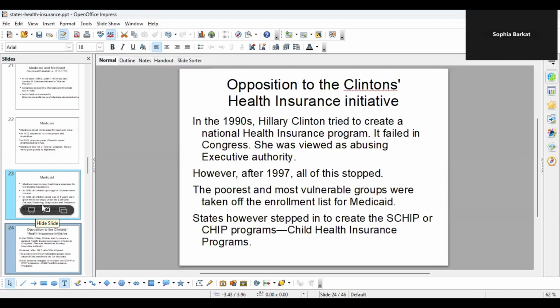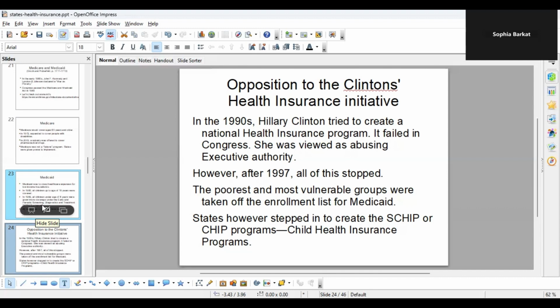So the Clintons, when they were in power in the 90s, also tried to create a national health insurance program, and it failed in Congress. So Hillary Clinton was appointed to play the role of advisor. She was trying to create this health insurance program, but she was viewed as abusing executive authority in the sense, she was the first lady and really wasn't an elected official, and so her role was not welcome. And so there was a lot of pushback at this time.